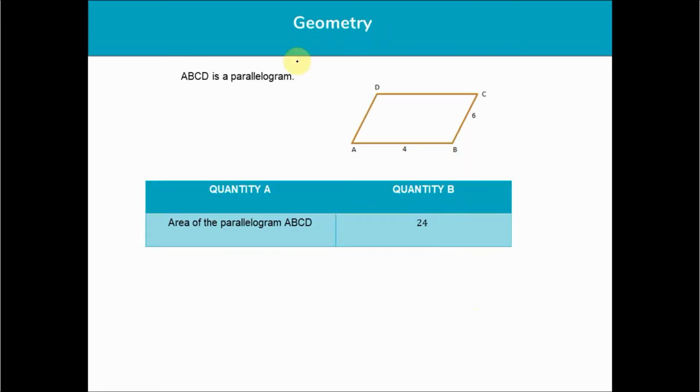ABCD is a parallelogram. Now, concept clarity is a very important rule of thumb to solve quantitative comparison questions. Otherwise, there is no way you can act smartly in solving QC questions. ABCD is a parallelogram. One side is given to be 6, the other side is given to be 4. Now, the question is to compare the area of parallelogram ABCD with quantity B, which is 24.